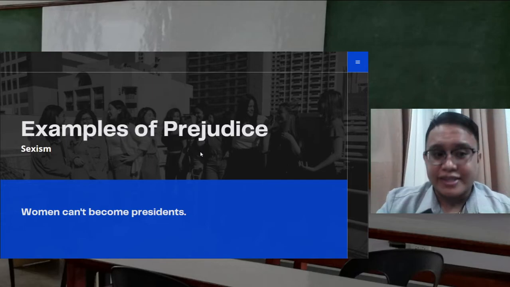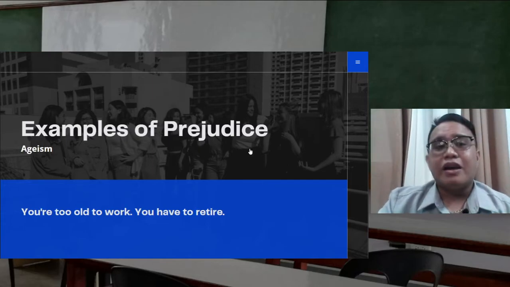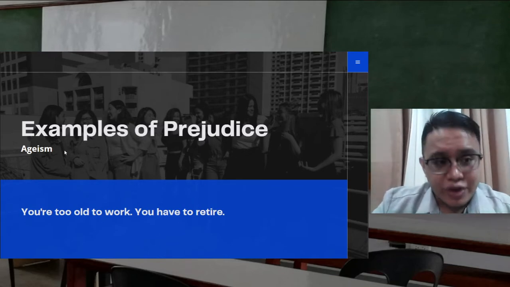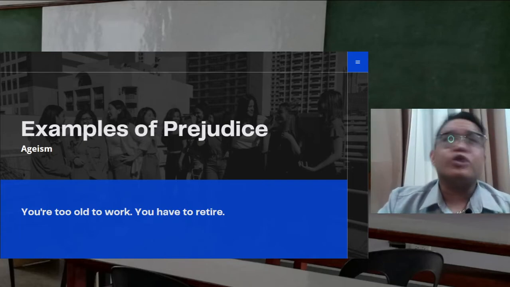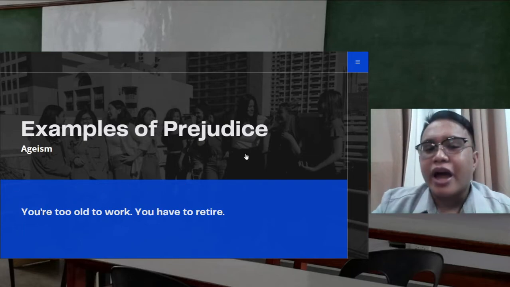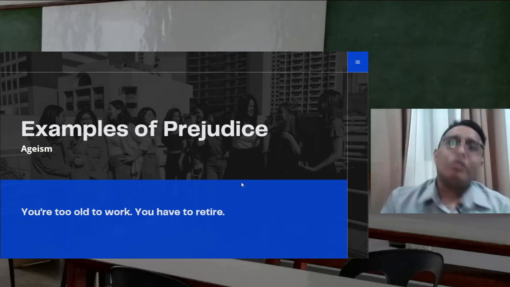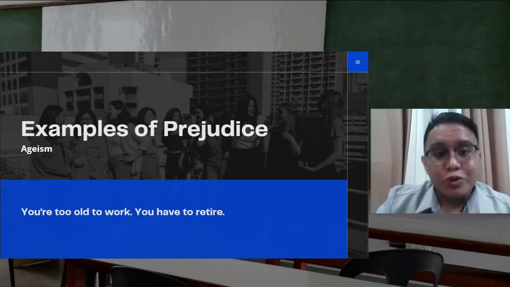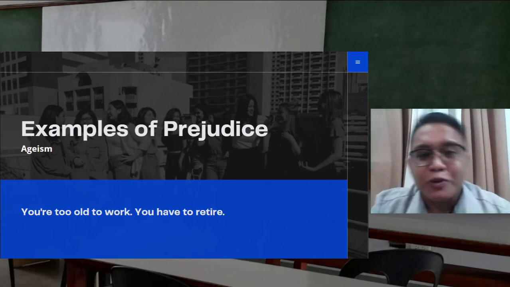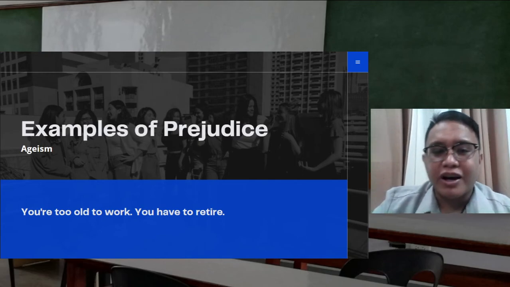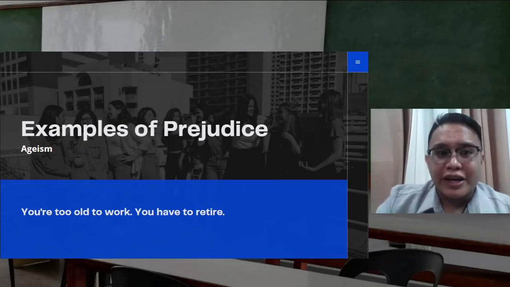Next, ageism. Ageism means discrimination because of age, either you're too young or too old. In our statement, you're too old to work, you have to retire. That means just because he is old, he must retire. And that's what is mostly happening here in the Philippines. Just because you're in your sixties, you have to retire, and so on. Unlike in other countries where, if you're still strong, you work. So ageism is very strong here with us.